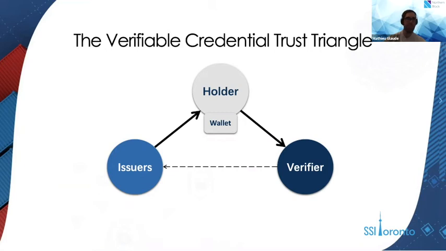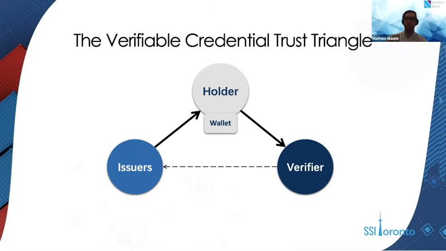So self-sovereign identity enables this new model called the Verifiable Credential model, or the Verifiable Credential Trust Triangle, which makes data or credential exchange possible in a peer-to-peer fashion without necessarily having an identity service provider facilitating that transaction. So no matter what type of credential you're exchanging, the triangle involves the same three parties. So there's always the issuers, who are the source of credentials. So every credential has an issuer. It has to come from someone.